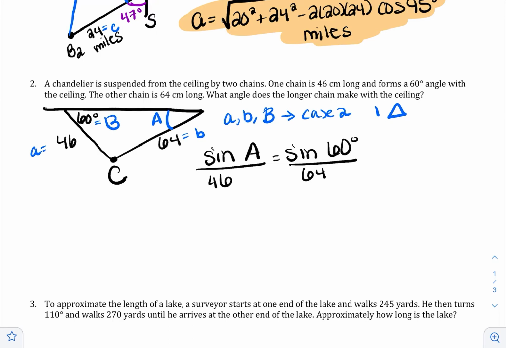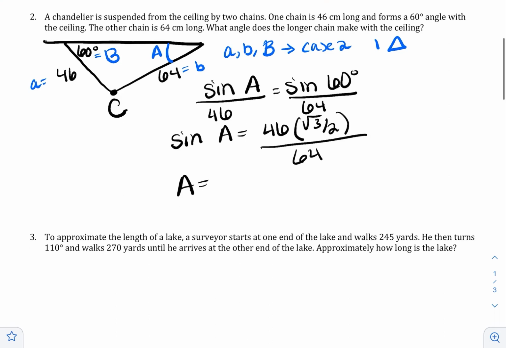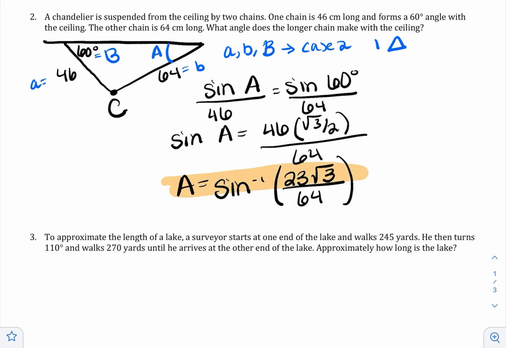I'm going to bring 46 over, and then I'm going to sine inverse. So I'm going to take this in 2 steps. I'm also going to change the sine of 60 to radical 3 over 2 over 64. So I have A is equal to sine inverse 46 divided by 2 is 23 square root of 3 over 64. And there it is. Here's my calculator ready answer. So this would be the angle that the longer chain makes with the ceiling. Let's do another one.